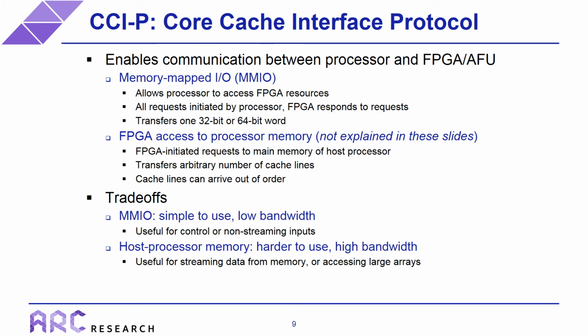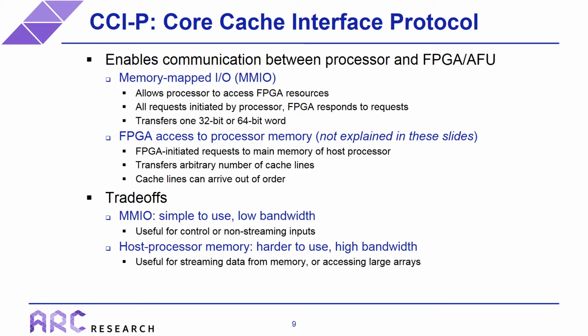All right, so let's take a look at this core cache interface protocol. Its purpose is to enable communication between software running on the host processor and the FPGA, or the AFU in the FPGA. And it provides two different communication mechanisms. The first is memory mapped I/O, which is what I'm going to be explaining in these slides. Memory mapped I/O gives the processor access to FPGA resources by just reading from or writing to registers within the FPGA's address space.